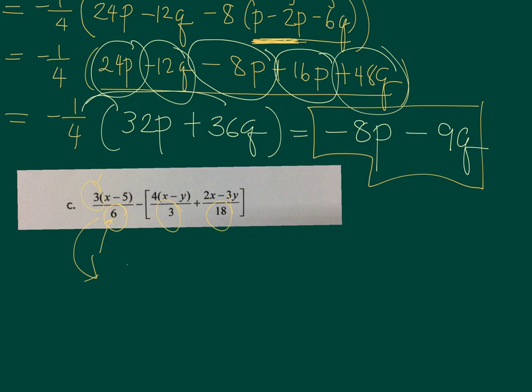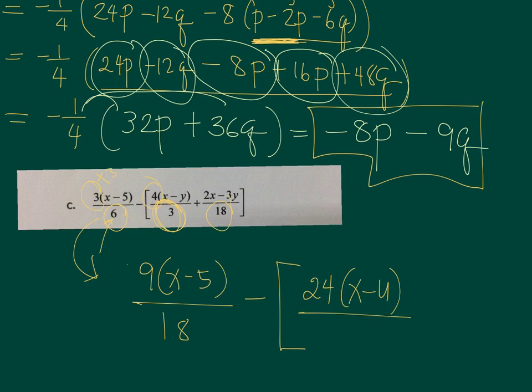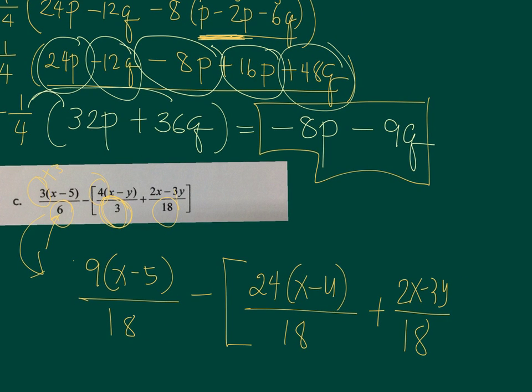That means this 3 will also be multiplied by 3. That's 9 times x minus 5 divided by 18 minus. Now inside, if you want to make this 18, you have to multiply by 6. So 4 times 6 is 24. And then x minus y all over 18. And then you can just copy 2x minus 3y over 18.